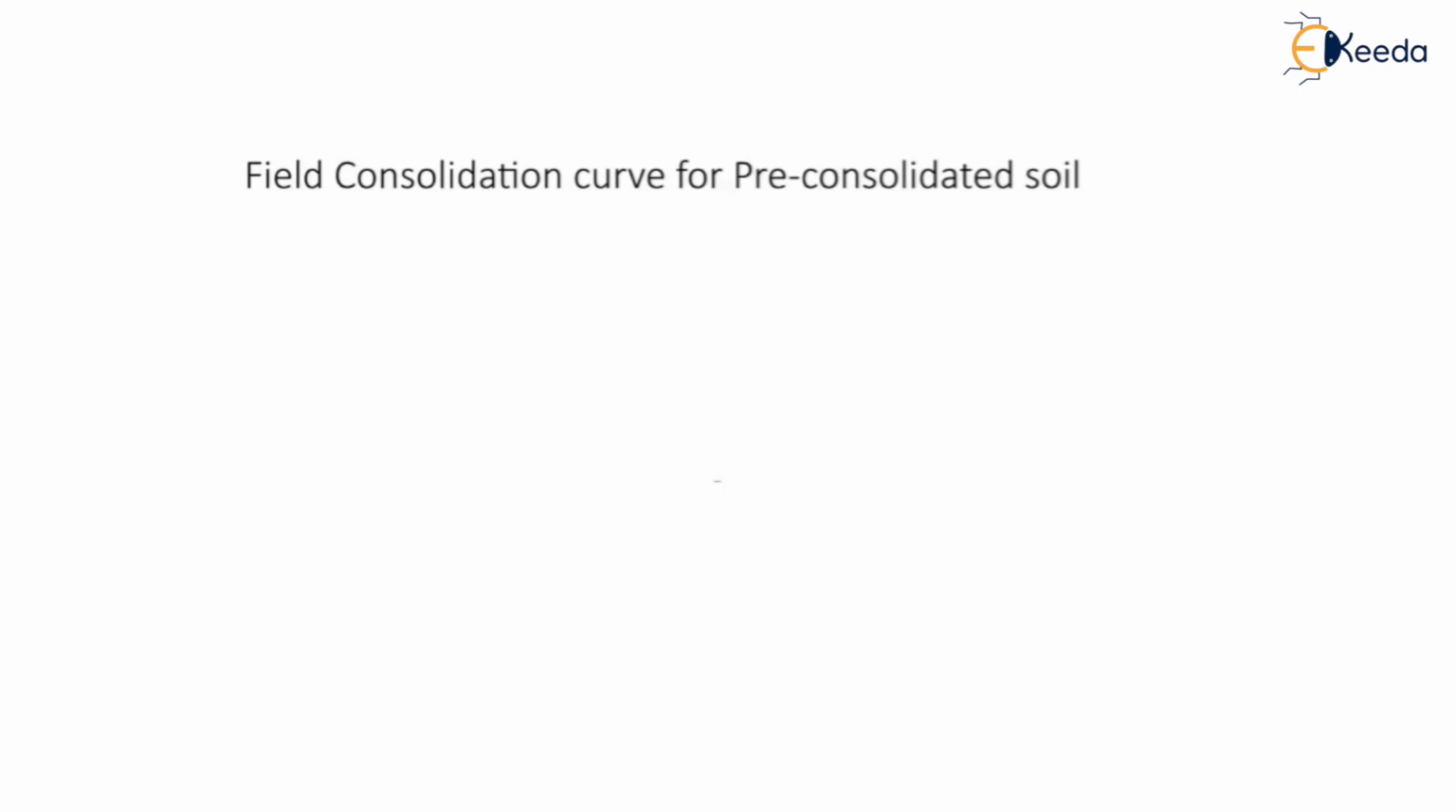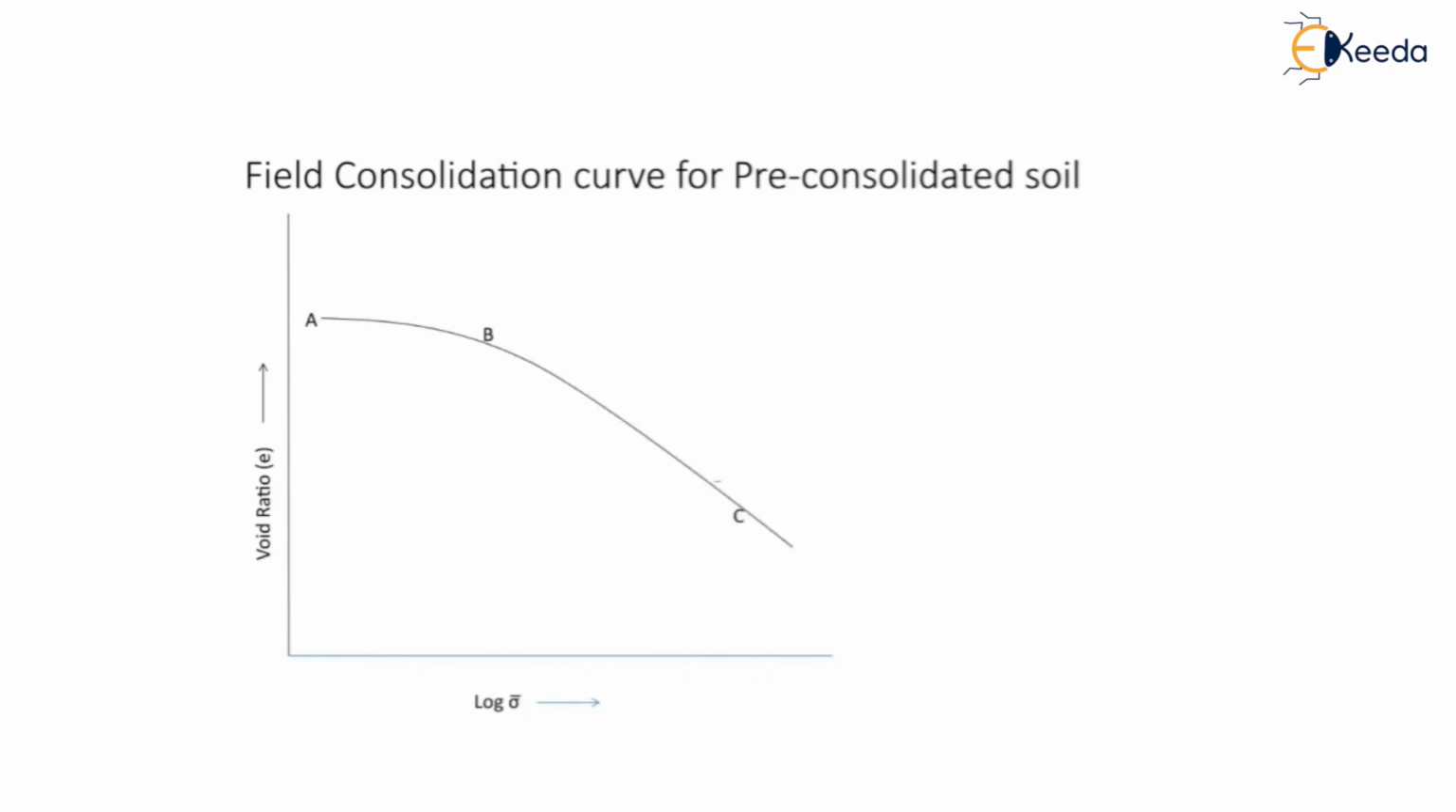Now we will discuss field consolidation curve for pre-consolidated soil. This graph is again plotted as void ratio, e as ordinate, log sigma bar as abscissa. Curve ABC is obtained during laboratory testing of sample extracted from the field. This curve is represented as KU, that is laboratory curve. This is the unloading curve obtained during laboratory testing, and this is recompression curve. This is also obtained during laboratory testing.